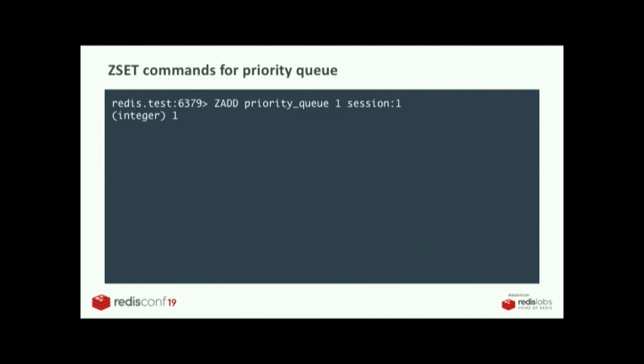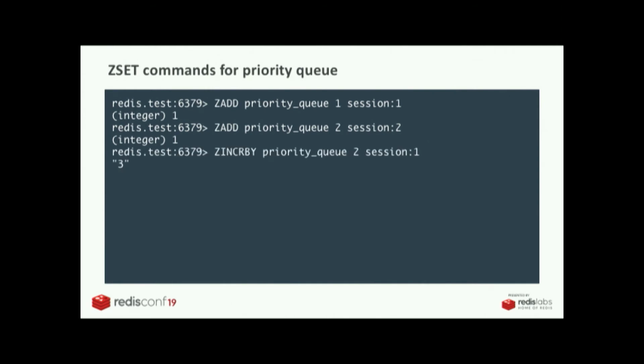Anyway, the sorted set commands: zadd, priority queue, priority of 1, session 1. And then I add test 2, session 2, with a priority of 2. So now, which one's going to execute first if I do zpop max? Number 2. No, max is the highest score. But if I did zpop min, then 1 would go first.